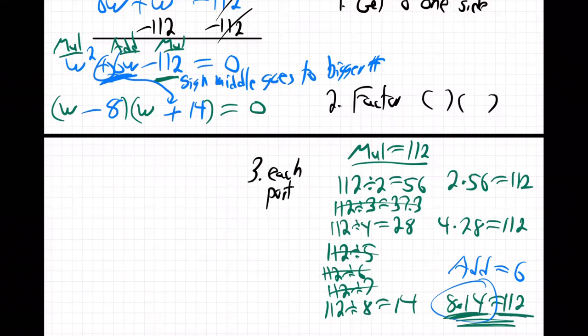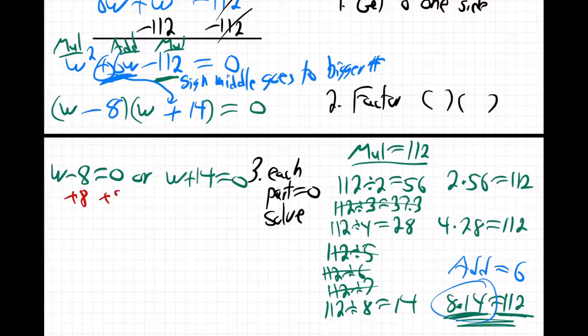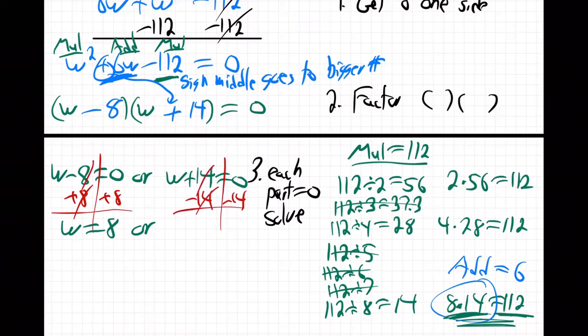Each part equals 0 and solve. So I'm going to go, okay, W minus 8 is 0 or W plus 14 is 0. Each part is 0 and solve. So add 8. Add 8 to both sides. So W is 8, or over here, subtract 14. And W is minus 14.